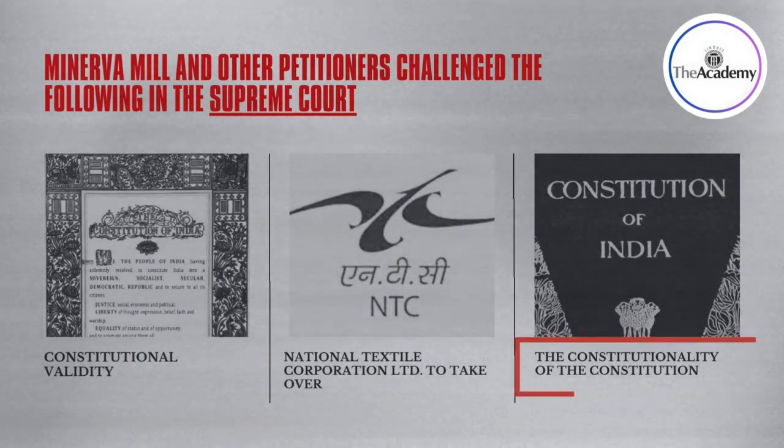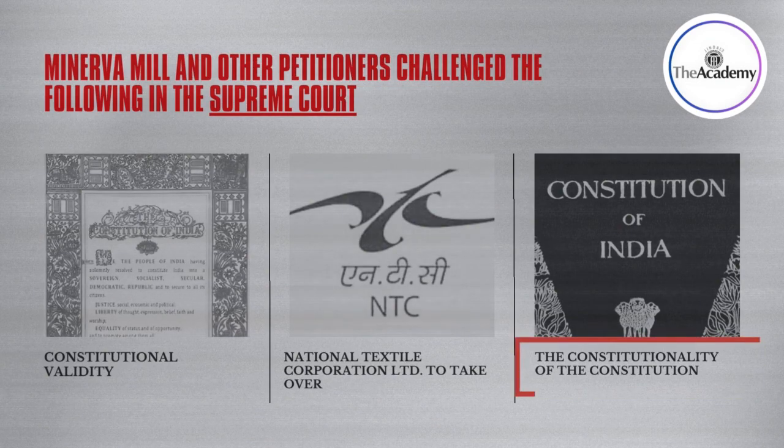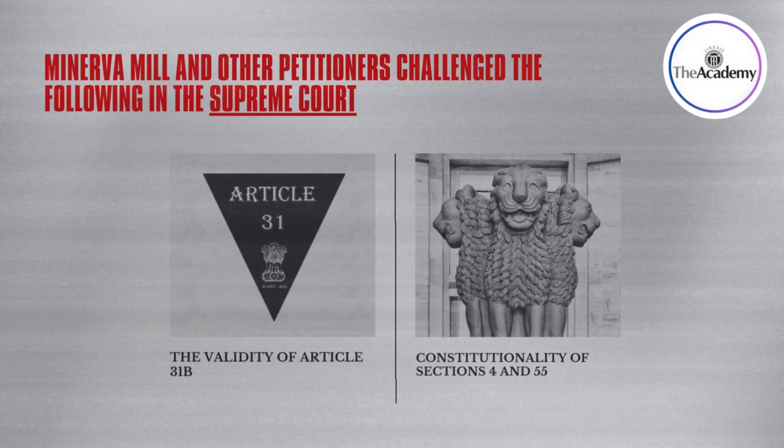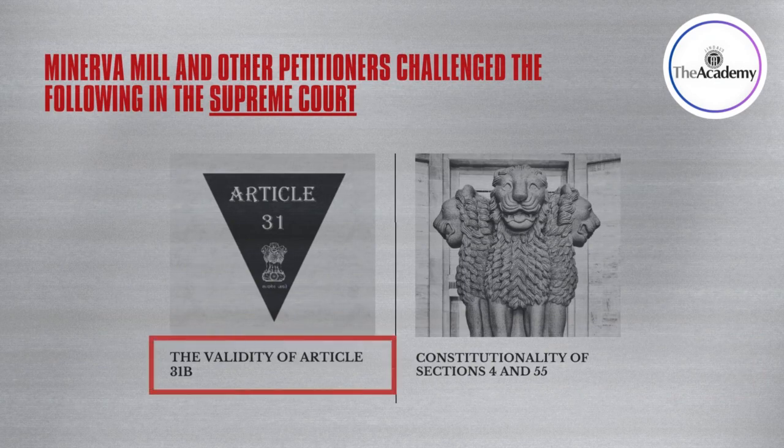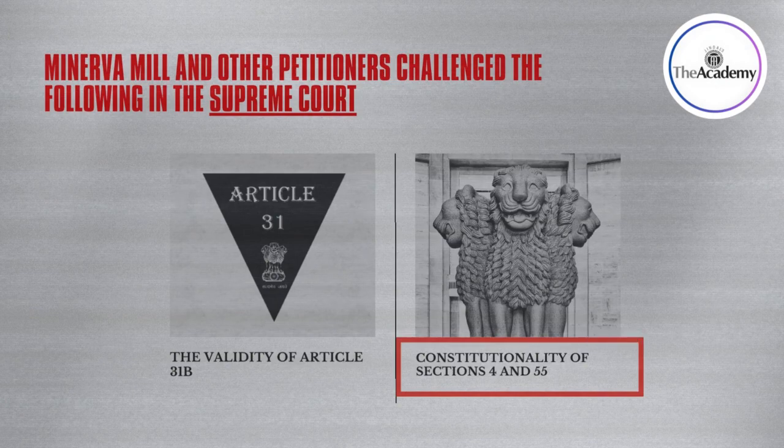Third, the constitutionality of the Constitution amendment which inserted the Nationalization Act as entry 105 in the 9th Schedule to the Constitution. Fourth, the validity of Article 31B of the Constitution. And fifth, the constitutionality of Sections 4 and 55 of the Constitution 42nd Amendment Act 1976.